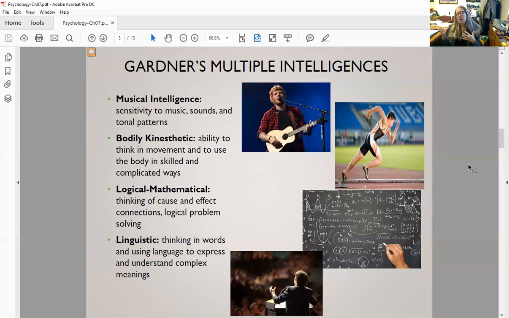So for the exam, what you're going to want to be able to do is identify the names of each of these. So if I tell you Nancy really picks up dance movements very quickly, and she's really good on the track team, what kind of intelligence does she seem to have aptitude for, according to Gardner's multiple intelligences? And you would need to be able to recognize in the multiple choice question that that's bodily kinesthetic intelligence.